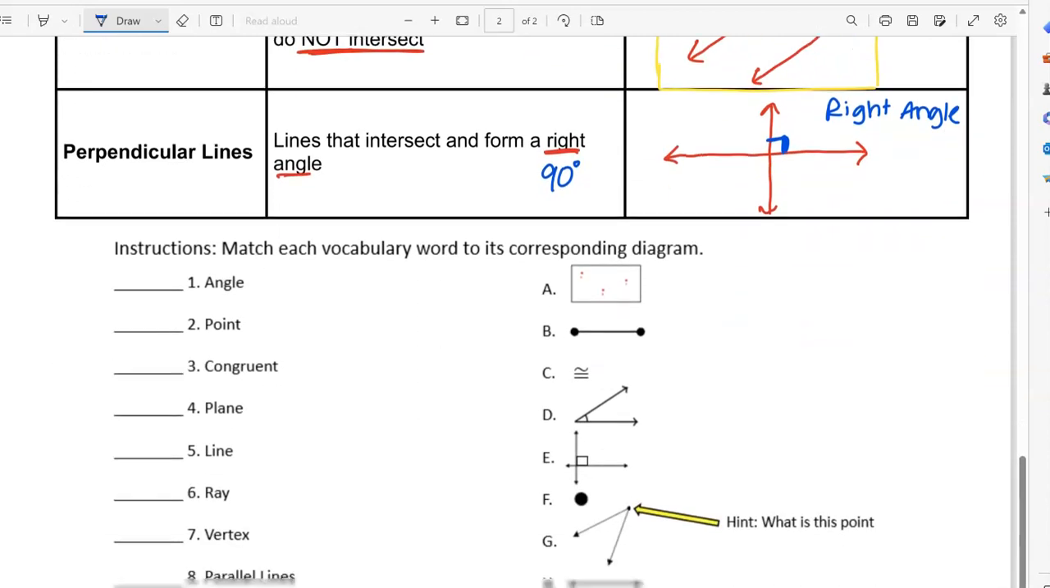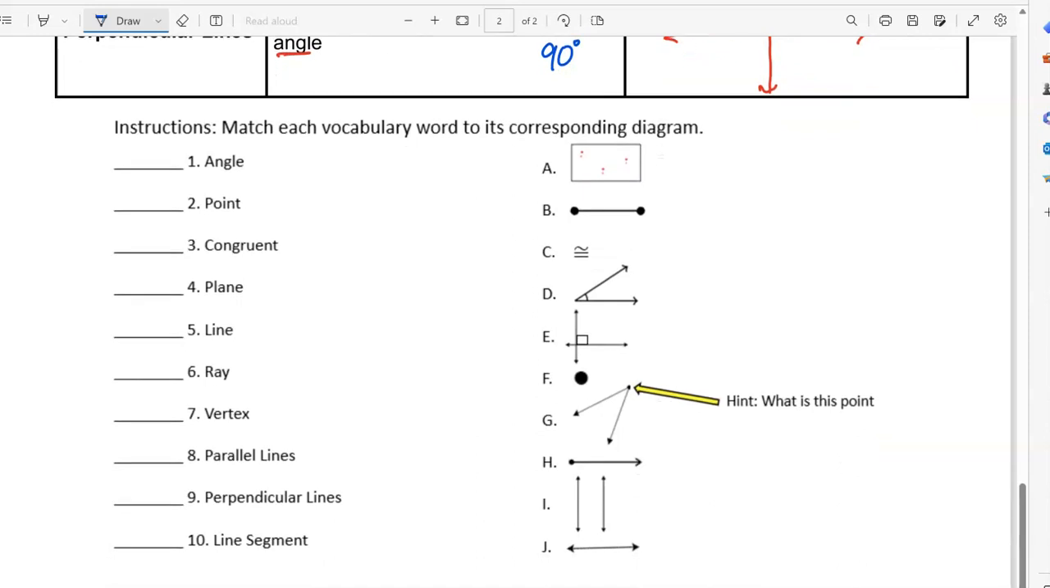So I want you to take a second down below. It says match each vocab word to its corresponding diagram. So go ahead and pause this real quick and match it, and then unpause it to check your work.